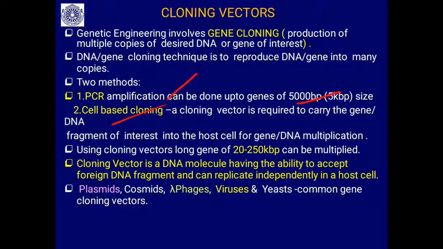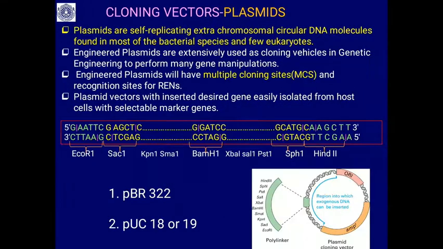A cloning vector is a DNA molecule having the ability to accept a foreign DNA fragment and replicate independently in a host cell. There are a number of engineered vectors used in biotechnology and genetic engineering practices. Those are plasmids, cosmids, lambda phages, viruses, and yeasts. Today I am going to discuss one plasmid vector.